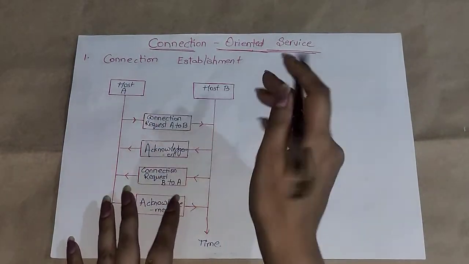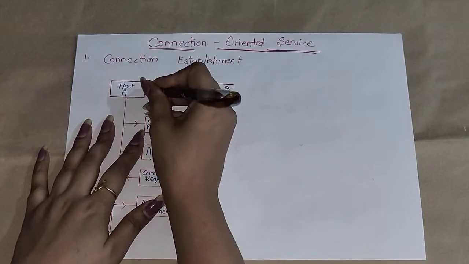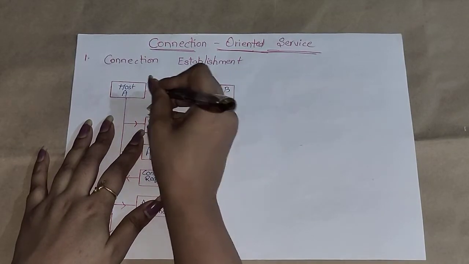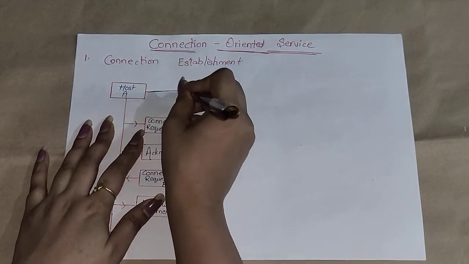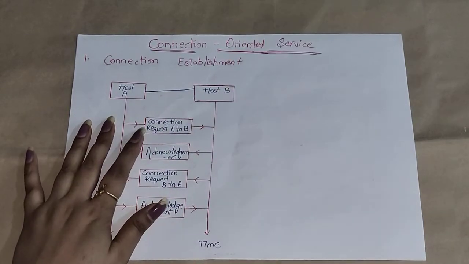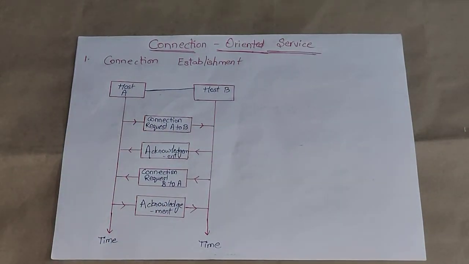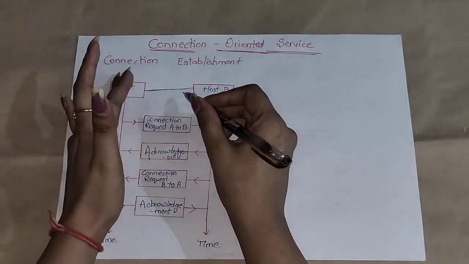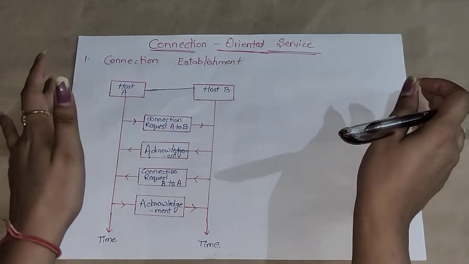This is host A and this is host B, and there is a connection between these two, a dedicated connection. Connection oriented itself means that there is a dedicated channel or dedicated link between the hosts on the network. Now dedicated means point to point. This channel is serving host A and host B.